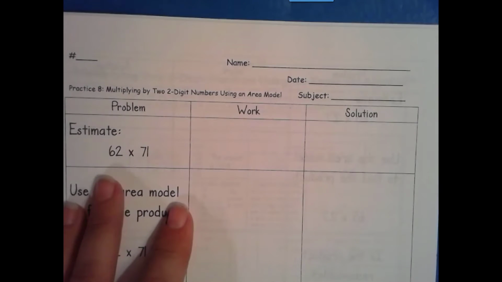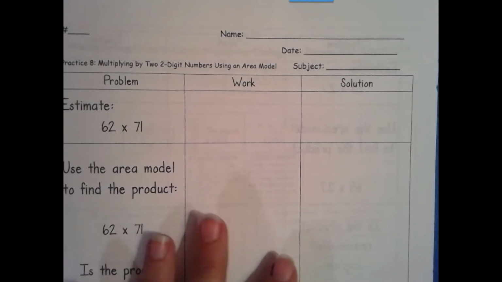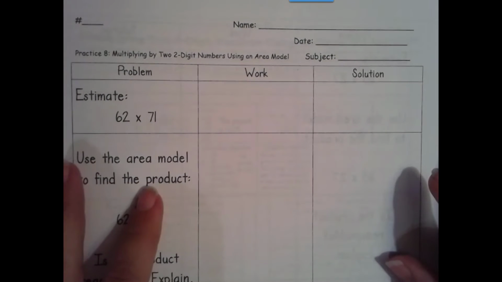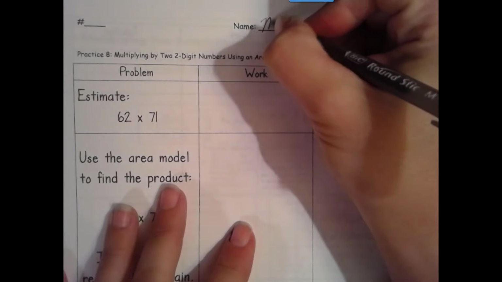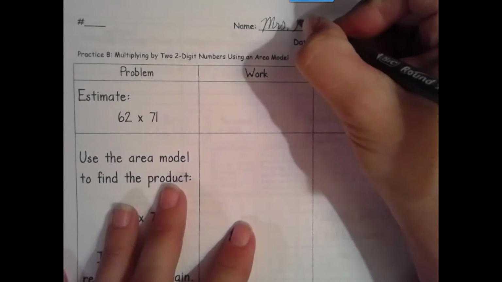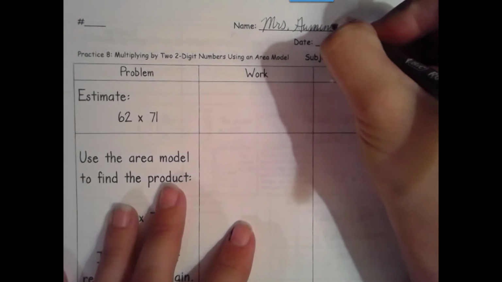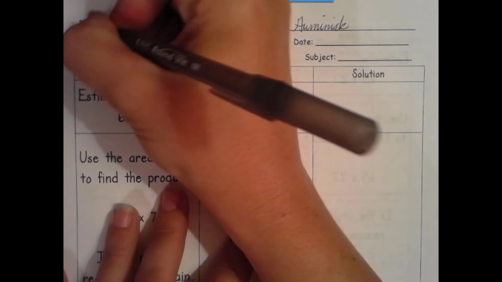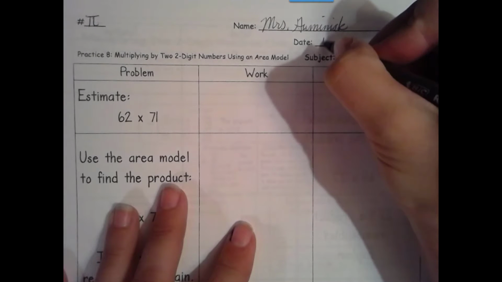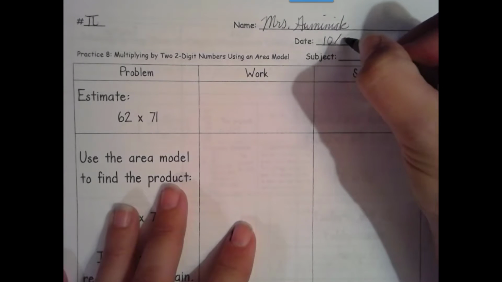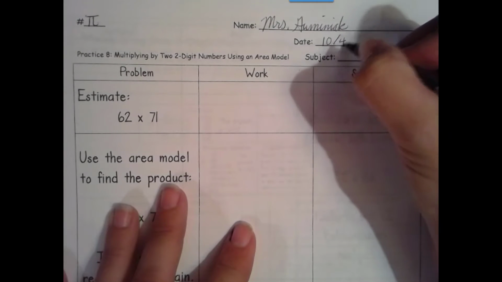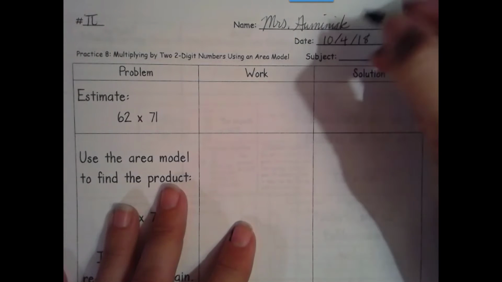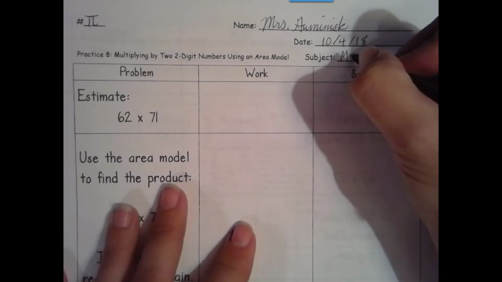Alright, first thing we need to do is put on our heading our name, number, date, first and last in cursive. Okay, my number's pi. Remember to put the date you are actually working on these notes, not just the date I'm putting. Alright, our subject is math.